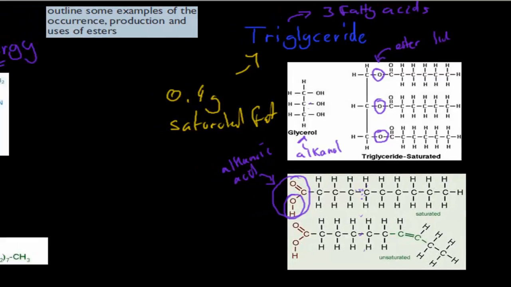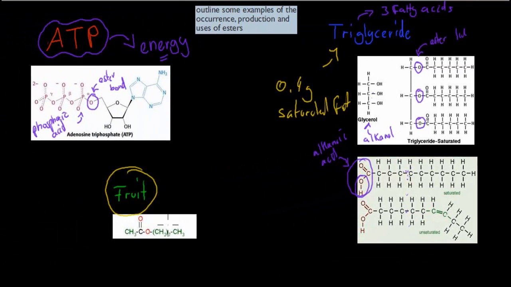Another example would be fruit. This would be an example of an ester found in oranges. Fruits themselves have lots of different esters, and those esters give them their flavor. Each fruit has its own ester, and that gives it its characteristic flavor.